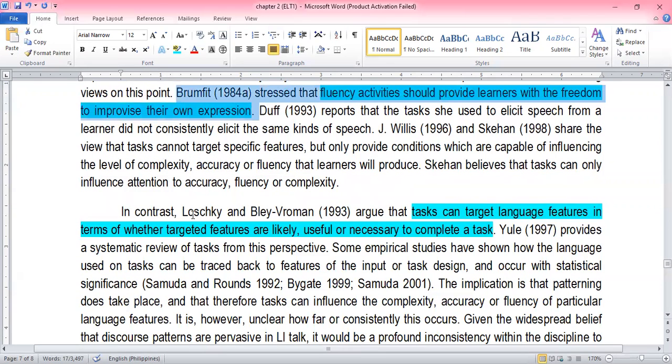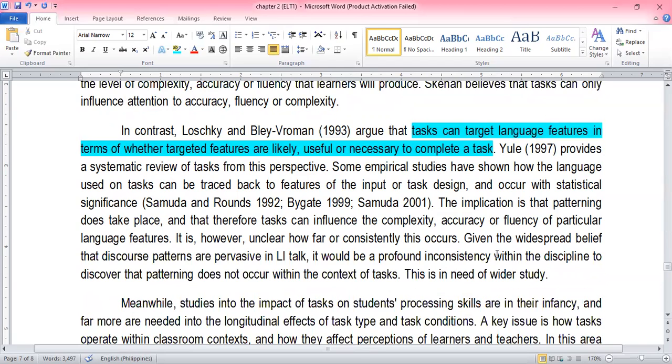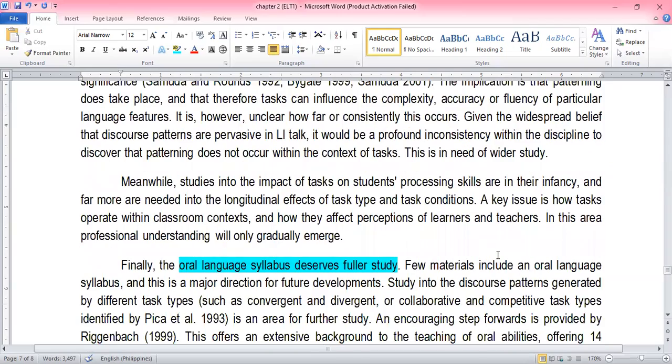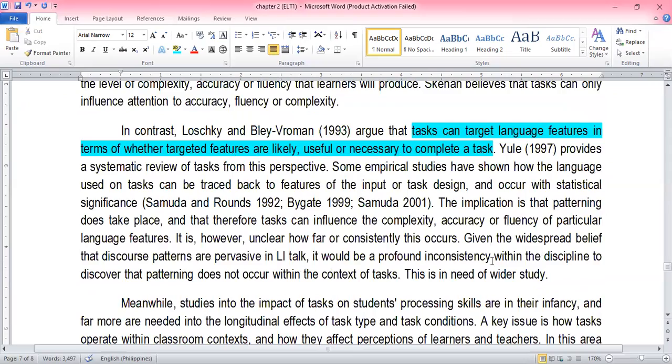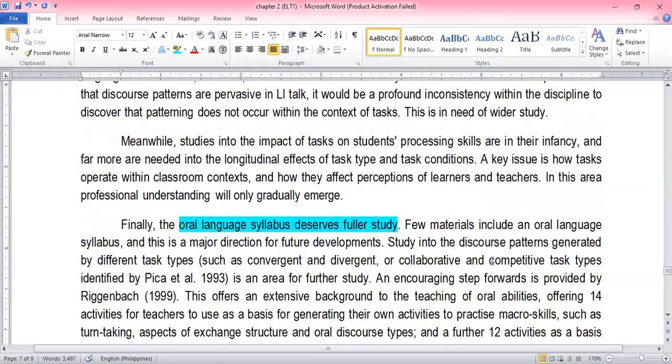But according to Loschke and Blave Roman, teachers are also given the chance to pick the tasks that can target language features. Kasi nasa kay teacher yan kung asan dito sa mga activities na to yung useful and necessary to complete the task or to learn the lesson. Okay? Ayan. So, ano ba yung summary natin sa speaking?